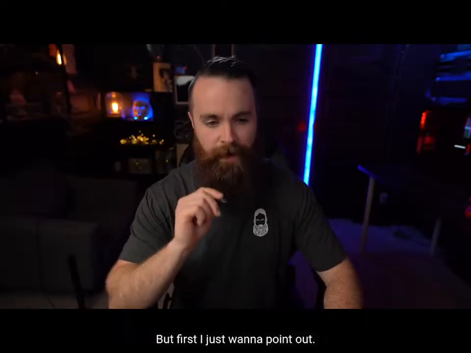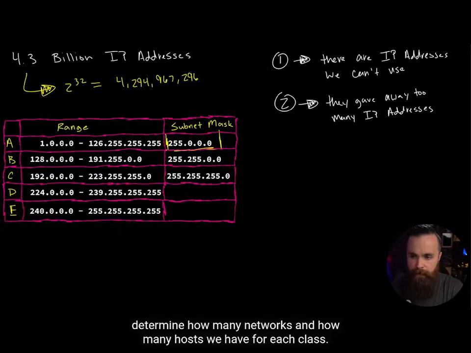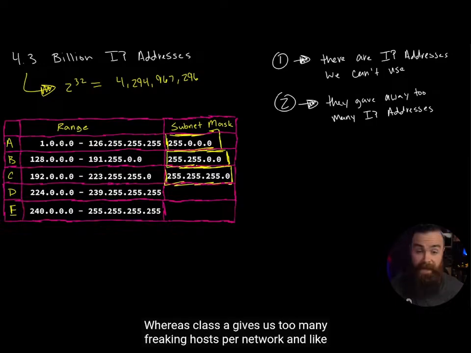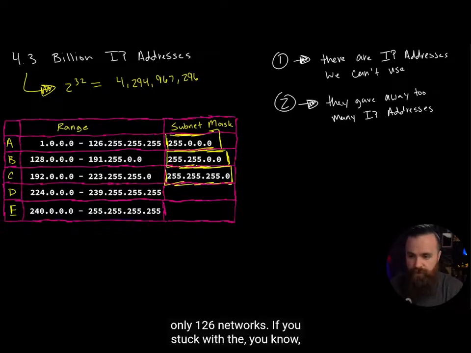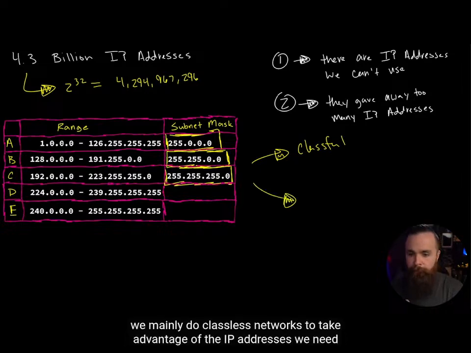But first, I just want to point out, and hope that you're picking up, that the job of the subnet mask is to help us determine how many networks and how many hosts we have for each class. Class C gives us the most networks and smaller hosts per network, whereas Class A gives us too many hosts per network and only 126 networks if you stuck with classful networks. But of course, nowadays, we mainly do classless networks to take advantage of the IP addresses we need to use.